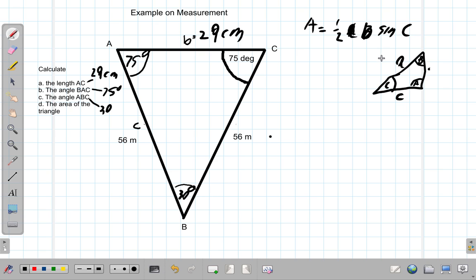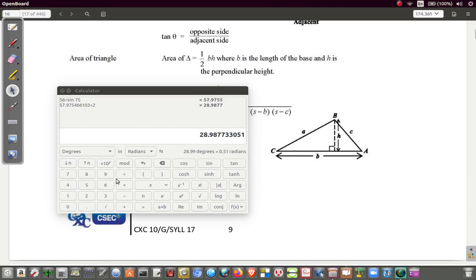Half the area is half two sides multiplied by the sine of the angle between them. So let's try it on this. Let's try it with the 30 here. The area is half by 56 by 56 by sine 30. So half by 56 by 56 by sine 30.